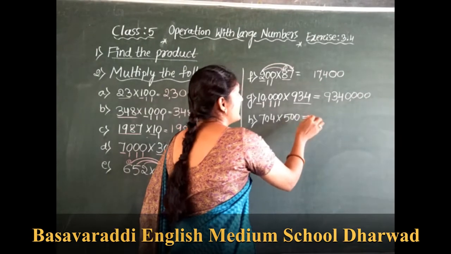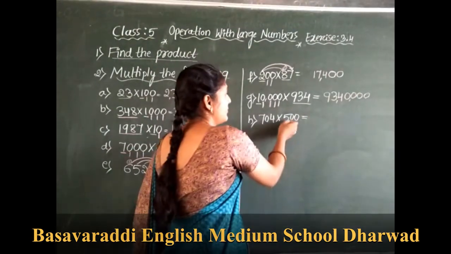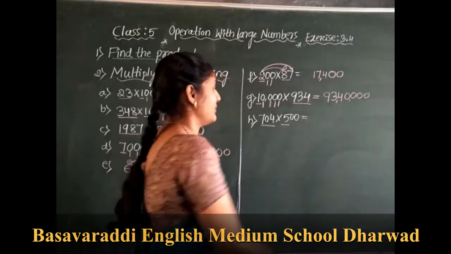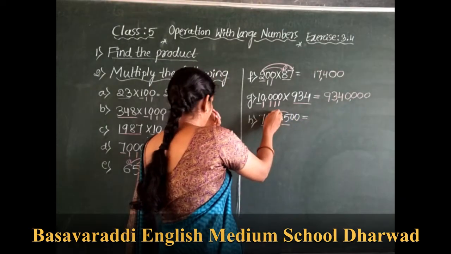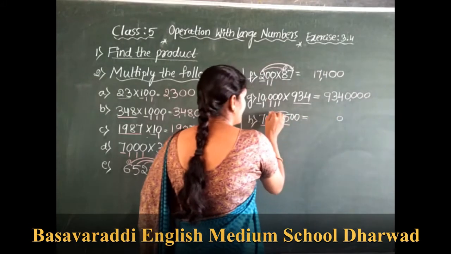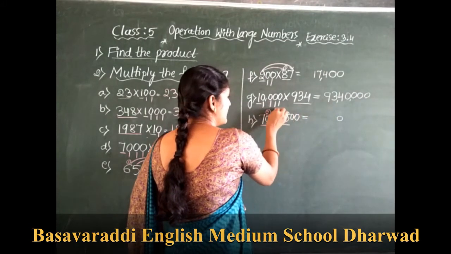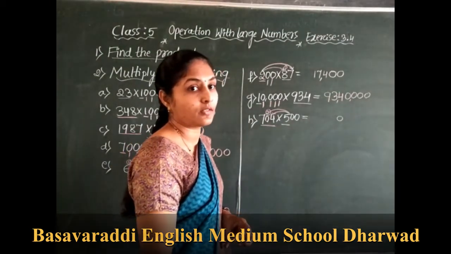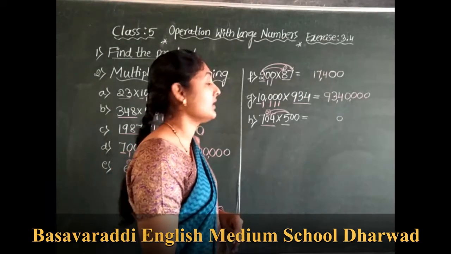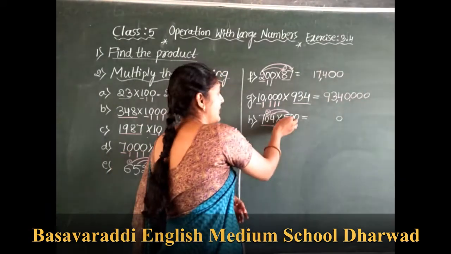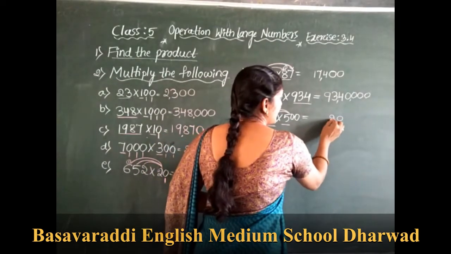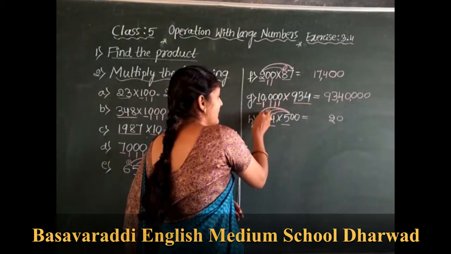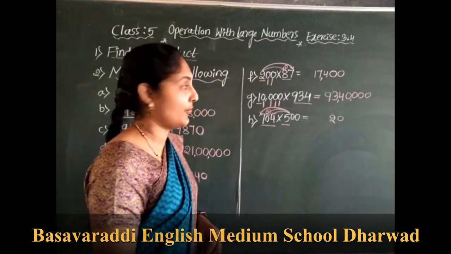Yes, the last one in the exercise 3.4. Do with me. Choose the non-zero part first. The 704 into 5. So 5 4s are 20. So 0 is here. The 2 carry over to the tens place. Next, 5 zeros are 0. When you multiply 0 to any number, we get 0. Any number multiplied by 0 gives 0 as the product. So write the carry over as it is, that is 2. Next, 5 7s are 35.